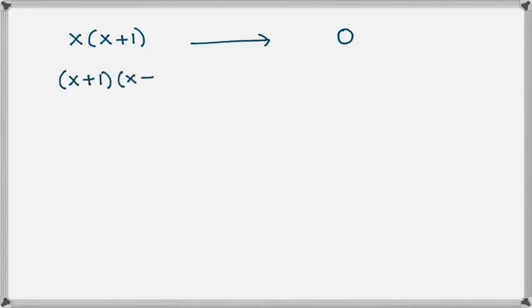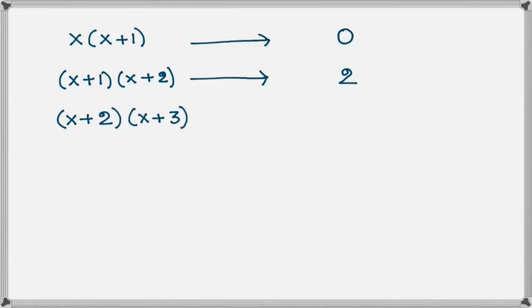Now we find out the constant term. From the first summand, that is from x into x plus 1, the contribution to the constant term is 0. And from the second summand, that is x plus 1 into x plus 2, the contribution to the constant term is 2. For better understanding, we write the third term, which is x plus 2 into x plus 3. This term contributes 6 to the constant term.